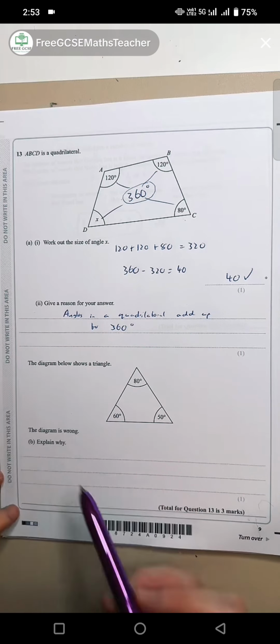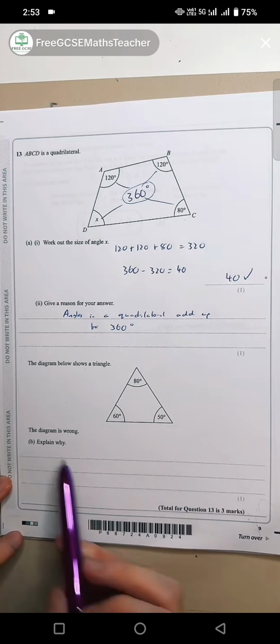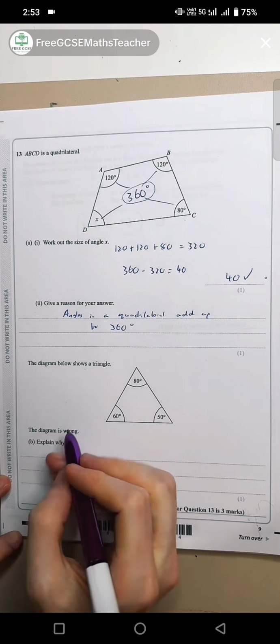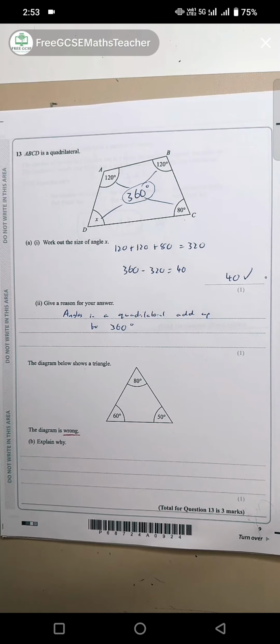Next one here, the diagram shows a triangle, like so. The diagram is wrong. Explain why. So in the chat, please, why is that triangle wrong? So let me know in the chat, why is that triangle wrong? So looking at the chat, any suggestion, why is it wrong?